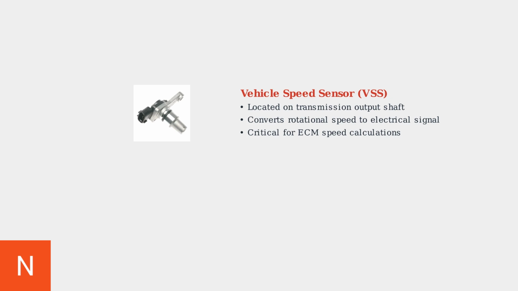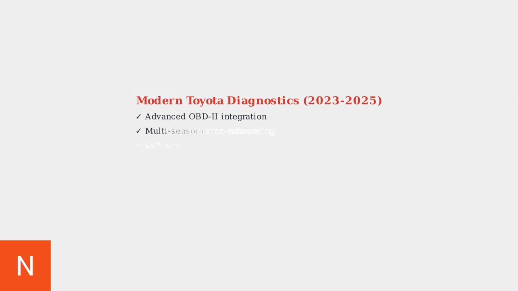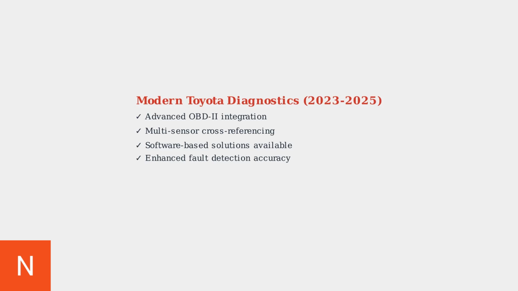determine vehicle speed. Modern Toyota models from 2023 to 2025 feature advanced diagnostic capabilities with enhanced OBD2 integration, multi-sensor validation, and some can even resolve P0500 codes through ECU software updates rather than hardware replacement.